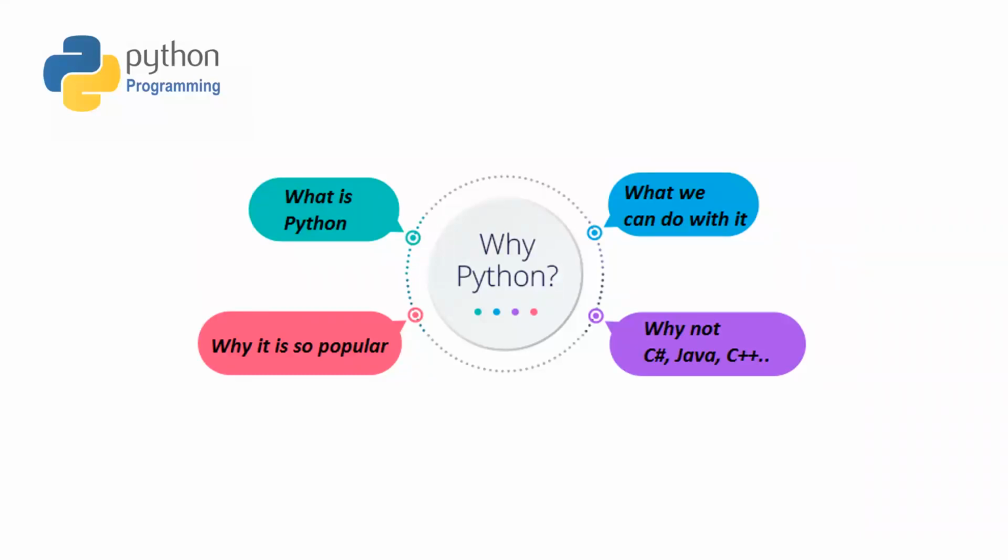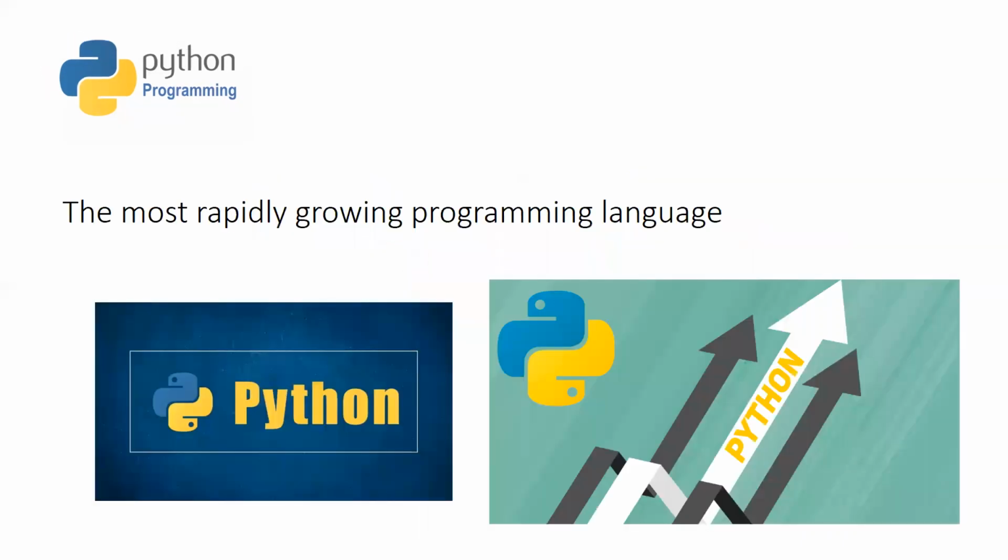In this very short description, we are going to tell you four important things in Python: why it is so popular, what exactly Python does for us, what purposes Python can be used for, and why Python, why not the other programming languages that we know already. So we are going to deal with all these questions.